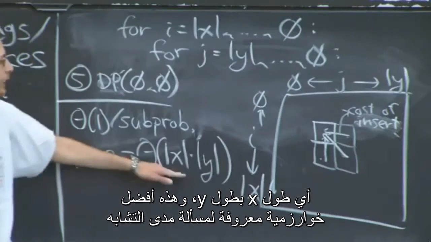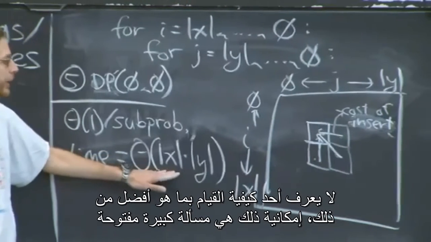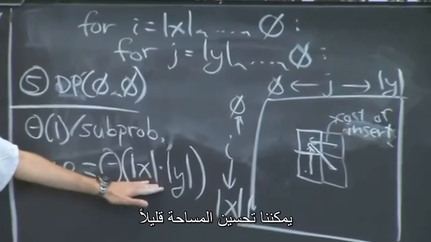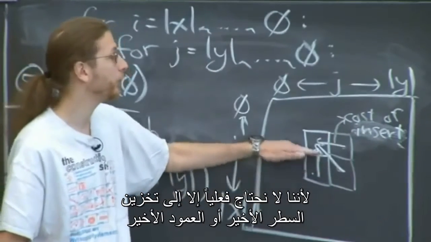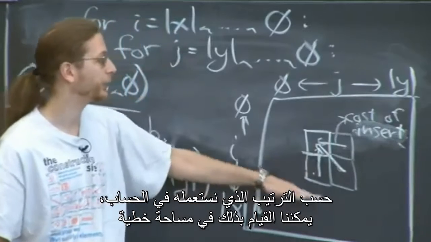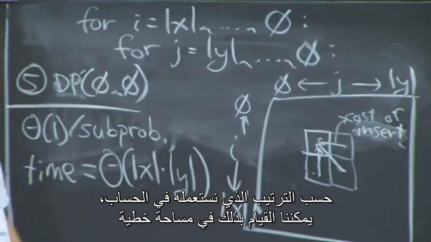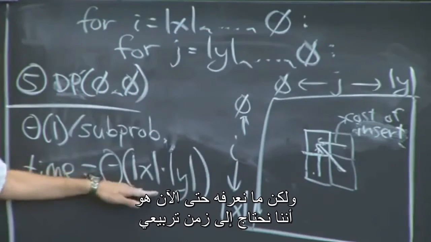This is the best known algorithm for edit distance. No one knows how to do any better. It's a big open problem whether you can. You can improve the space a little bit because we really only need to store the last row or the last column, depending on the order you're evaluating things. So you can get down to linear space. As far as we know, we need quadratic time.